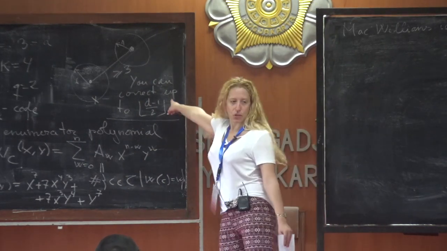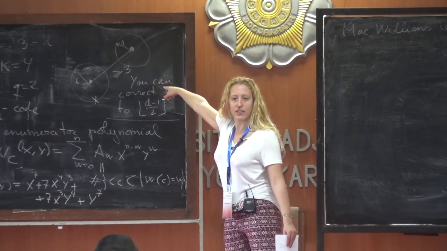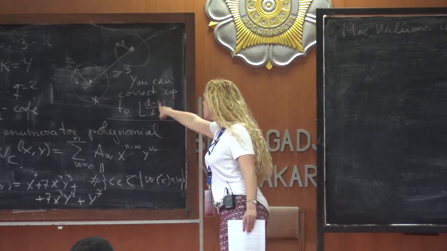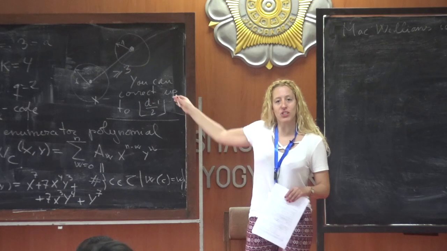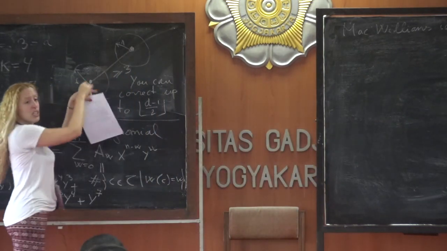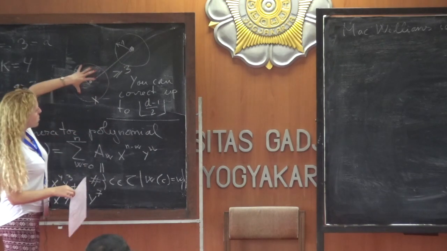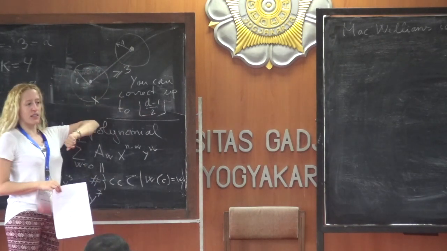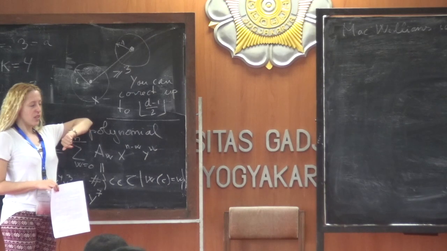You know the meaning of that, right? This is the maximum integer that is smaller or equal than d minus 1 divided by 2. Because in this way, if the minimal distance is d, like here that is 3, you can construct the balls of radius d minus 1 divided by 2. Okay?